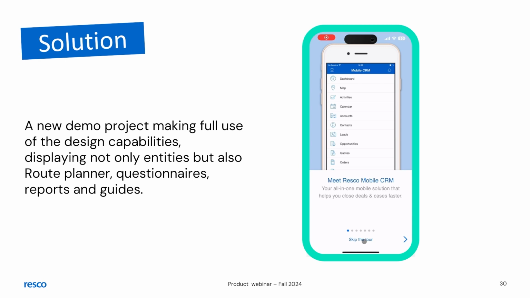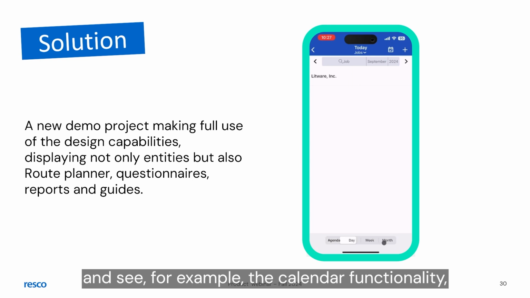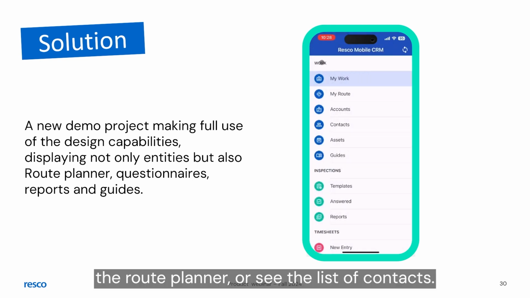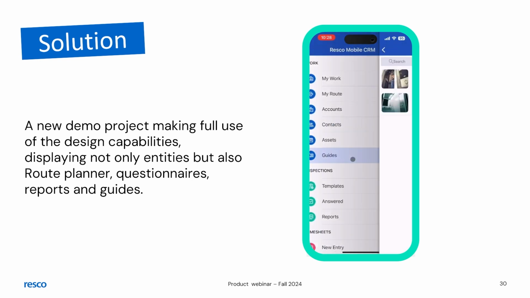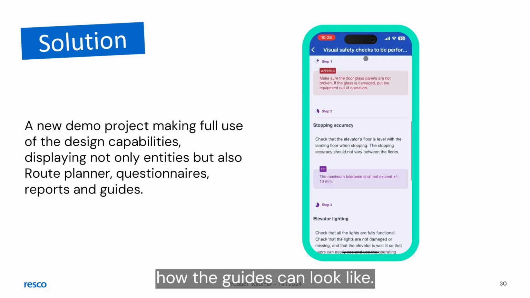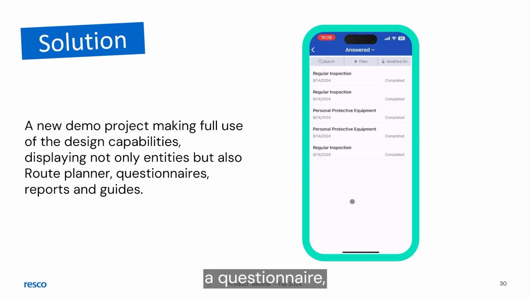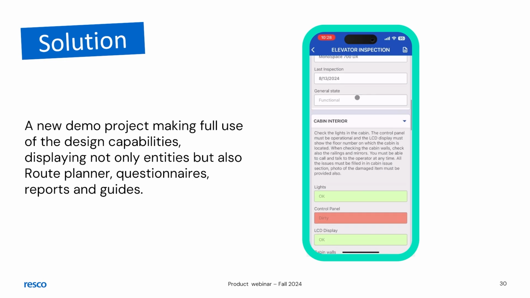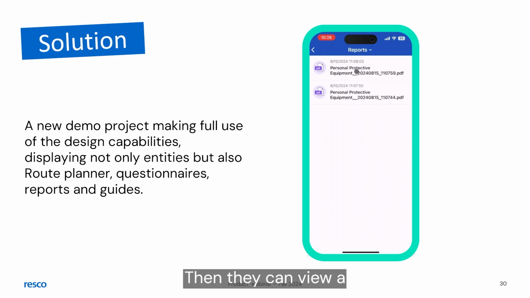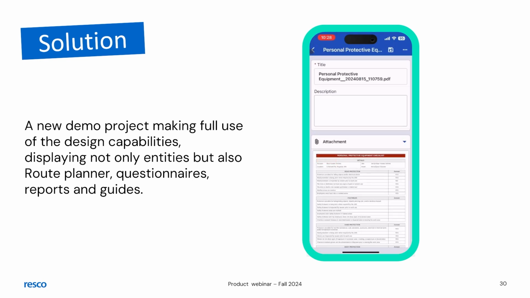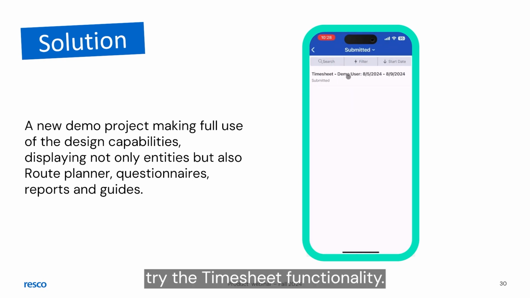In the mobile CRM, the user can start the demo experience and see, for example, the calendar functionality, the route planner, or see the list of contacts. Maybe try to see how the guides can look like. Or try to fill out a questionnaire, or maybe review some completed questionnaires. Then they can view a generated inspection report. Or at the bottom, try the timesheet functionality.